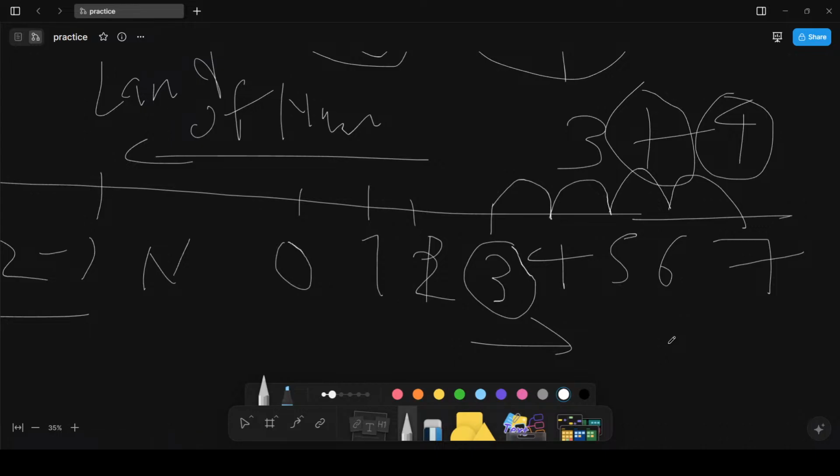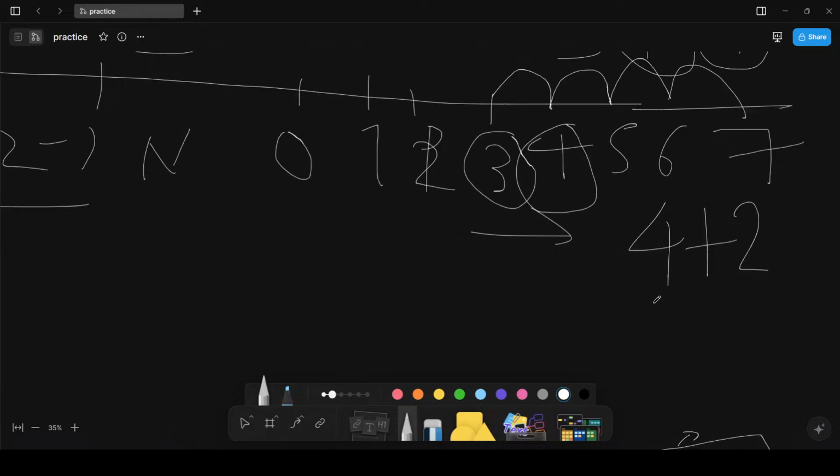this land of numbers. In the land of numbers, take any number. Let's take 4, and say you take 4 plus 2. 4 is the number where you start from, and the 2 tells you how much position you need to move. Plus is the sign that tells you which direction to move. 2 tells you how many positions to move.